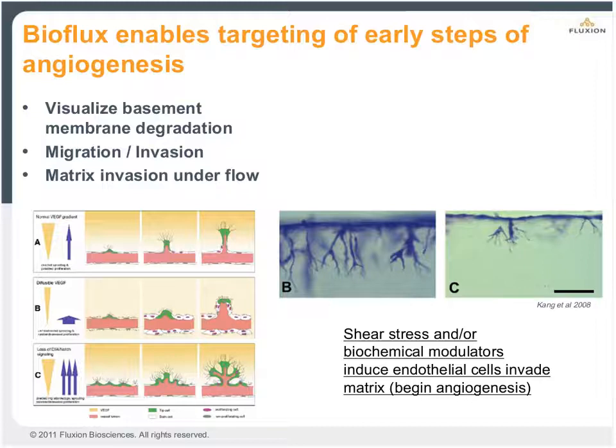Below left is a cartoon of some of the responses that are seen when endothelial cells are exposed to angiogenic growth factors such as VEGF, and you see things like sprouting of the cells and branching, etc.